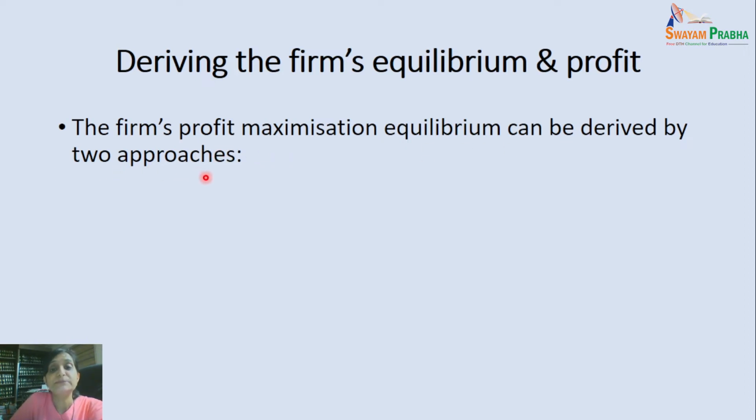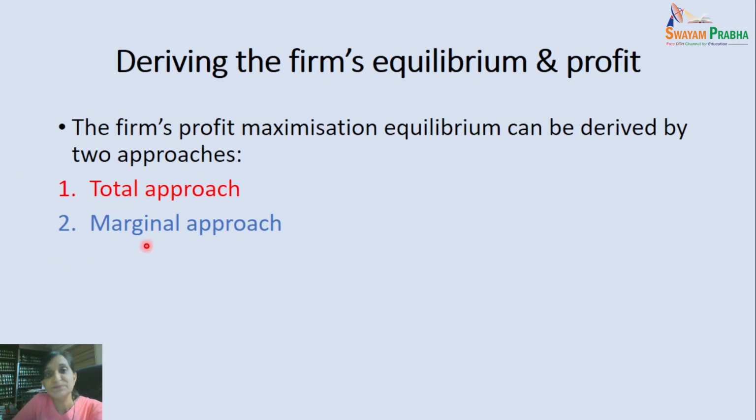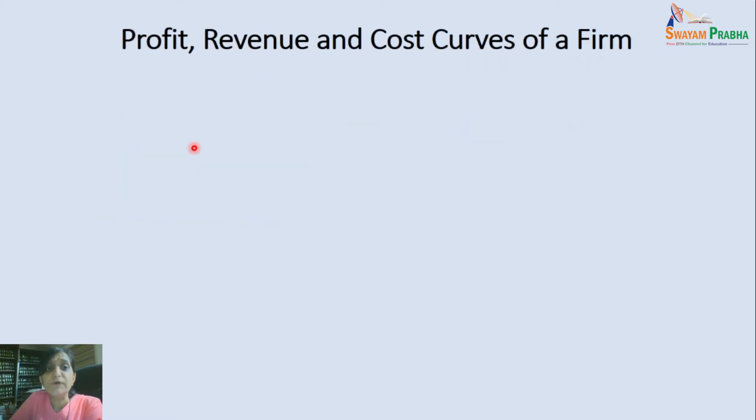So the profit maximization equilibrium, determination of the output at which the profit of the firm gets maximized, can be done by two approaches. One is your total approach, other is called the marginal approach. Let us discuss both the approaches. And since we are talking about profit being the difference between revenue and cost, this means that we need to understand the revenue curve, we need to understand the cost curve, and from both of these curves, we will derive the profit curve.